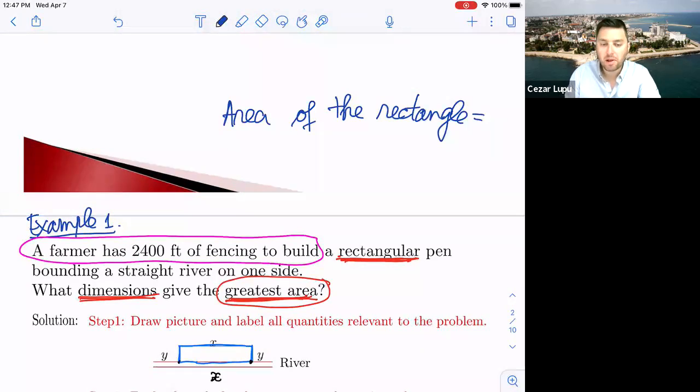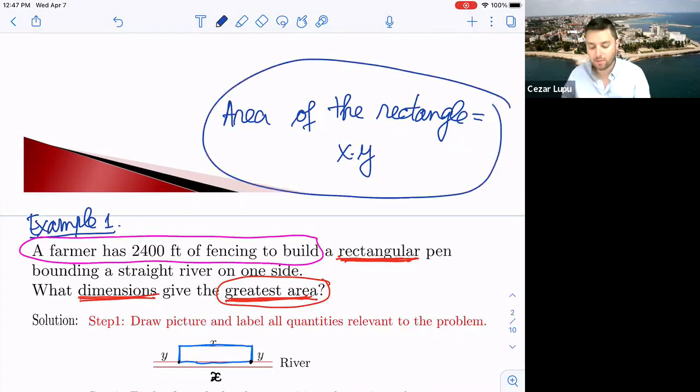Right. So using our notation, it will be what? X times Y, right? Or the length times the width. Yeah, exactly. It's the same thing. Anyway, so that's the area of the rectangle.